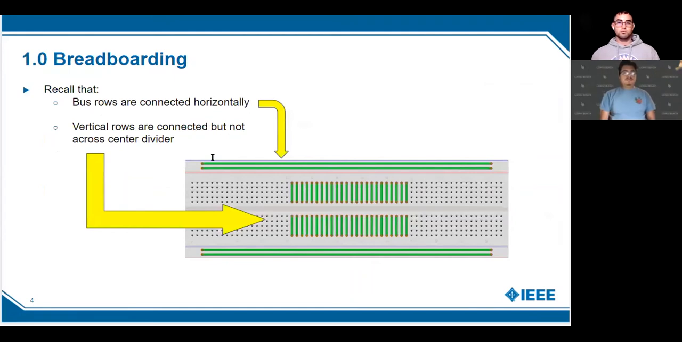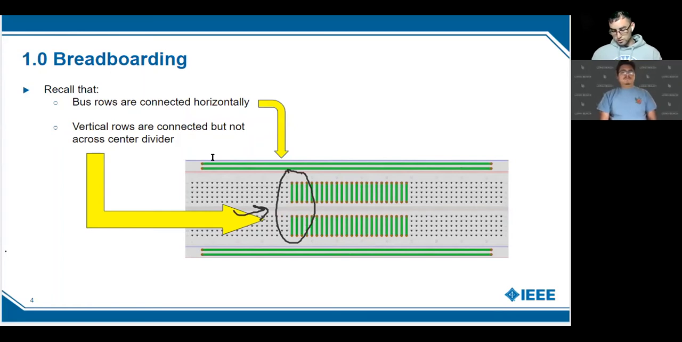Okay, so getting into breadboarding, let's recall that these top rows, the bus rows, are connected horizontally, and all the other rows right here are connected vertically. And then there's a split in the middle of the breadboard, which allows you to connect your components across the breadboard.